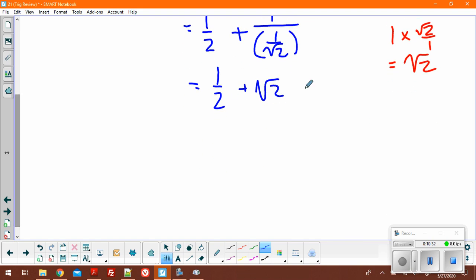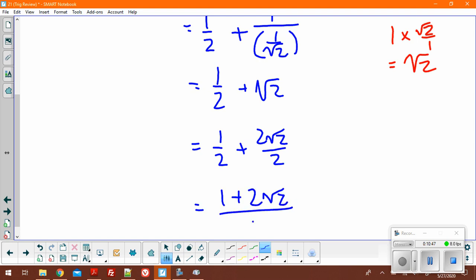Okay, and just for the practice, we'll get a common denominator here. So I have a half plus, I would have 2 root 2 over 2 for a common denominator. So this is 1 plus 2 root 2 over 2.